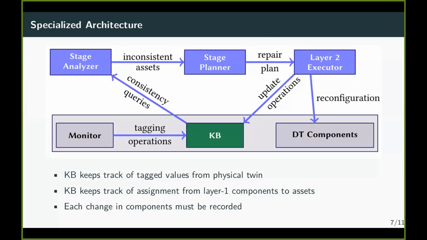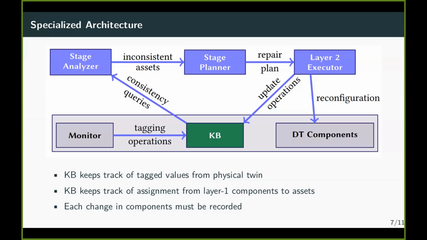And this is how the hosting works. We monitor both the physical twin and the layer 1 architecture. We have a knowledge base in the middle where we store what components we have and what physical twin they are responsible for. Then I run my consistency queries, find out whether I'm inconsistent with something, and then I ask the planner, please give me a plan to repair it. And then we execute it and store the results in that knowledge base.